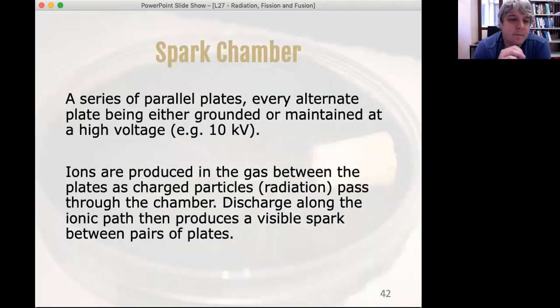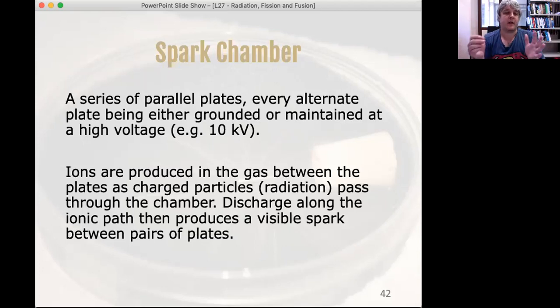A spark chamber, very similar. We haven't talked about electric charge yet, which is the next section, so this one might not make too much sense yet, but essentially, same idea again. The alpha and beta particles ionize the gas particles in between a whole bunch of metal plates.